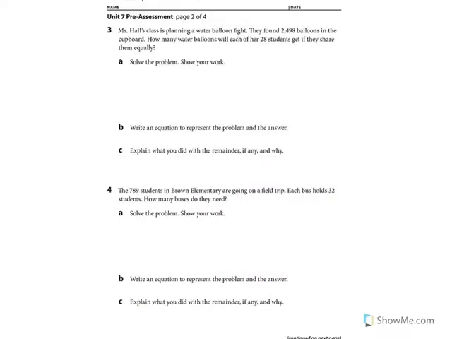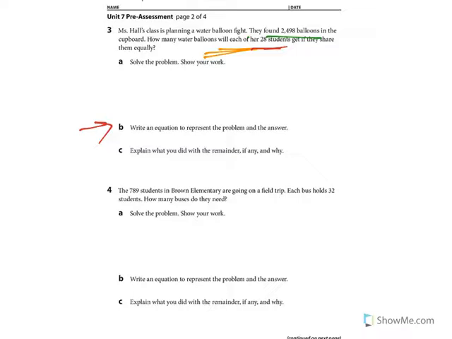Moving on. Number 3, Miss Hall's class is planning a water balloon fight. They found 2,498 balloons in the cupboard. How many water balloons will each of her 28 students get if they share them equally? Again, what do I have? Turns out I have 2,498 water balloons. What am I doing with it? Well, I'm splitting it up between students. How many students am I splitting it between? 28 of them.